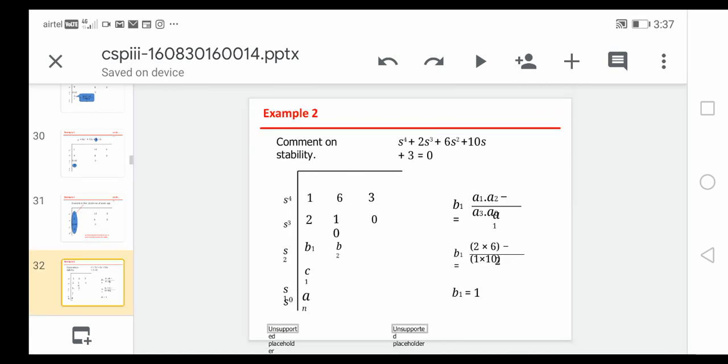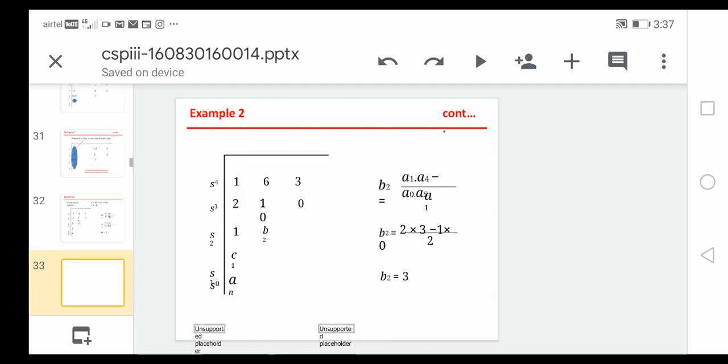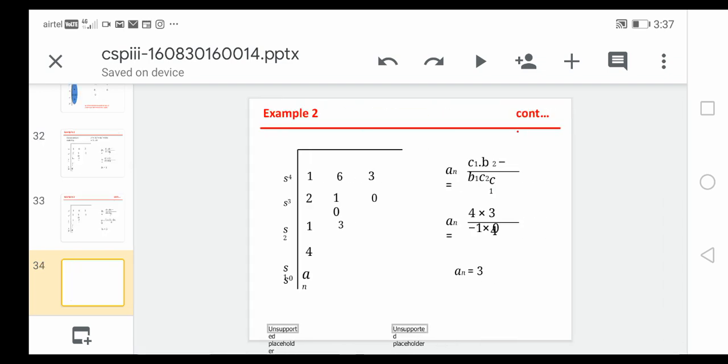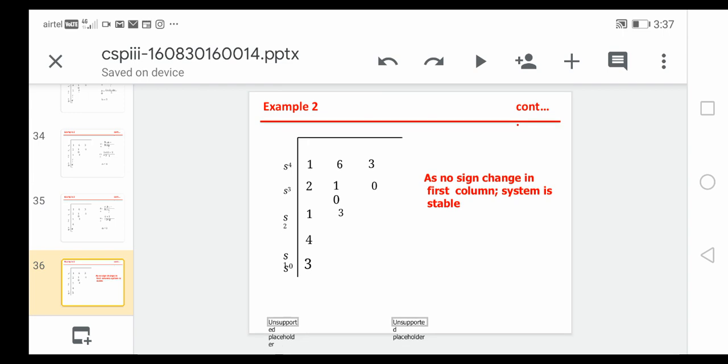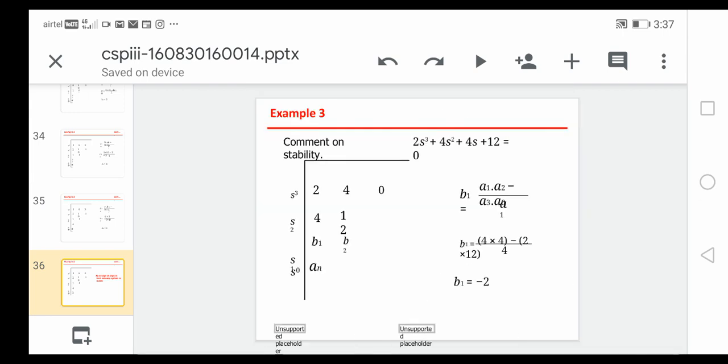Now you need to do the same thing in the second case also. This is an example. Again in this case there are no sign changes, so the system is stable. Please go through this again.